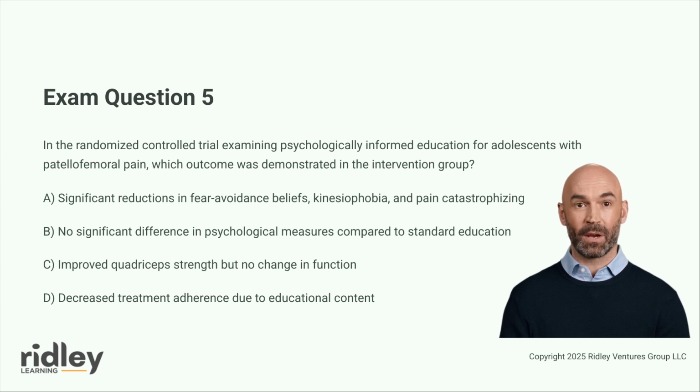Question 5. In the randomized controlled trial examining psychologically informed education for adolescents with patellofemoral pain, which outcome was demonstrated in the intervention group? The correct answer is A. Significant reductions in fear avoidance beliefs, kinesiophobia, and pain catastrophizing. Rationale: the biopsychosocial model of pain recognizes that psychological factors play an important role in the experience and perpetuation of musculoskeletal conditions like patellofemoral pain.